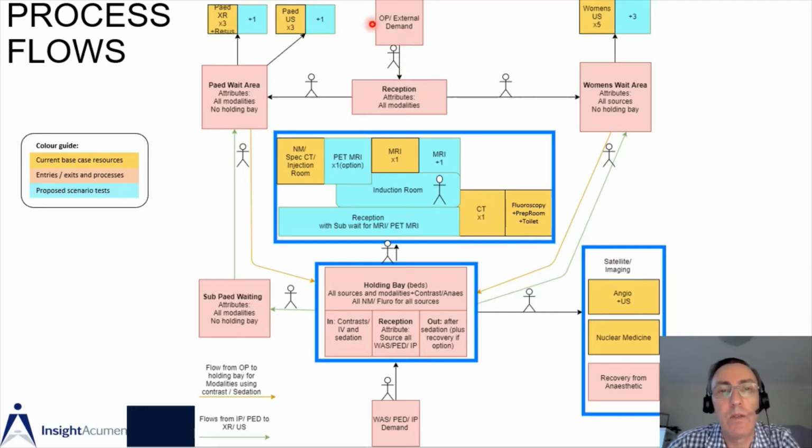At the top of this slide, we can see outpatients and external demand entering the system into reception and waiting areas before going to their services. At the bottom of this slide, we have women, pediatric, and inpatients demand entering the system for holding and waiting areas before going to their services and consuming resources in this system.